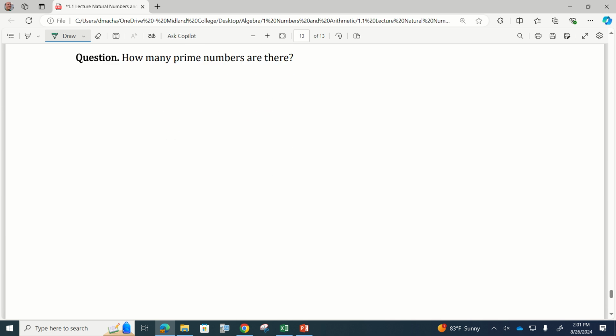Last question of the day. How many prime numbers are there? You said infinity? How do you know there's infinitely many? Yeah, there are an infinite amount of natural numbers, right? You keep counting forever. But what if there was a certain point where you just ran out of primes and the rest of the natural numbers were all composite numbers? Is that possible?